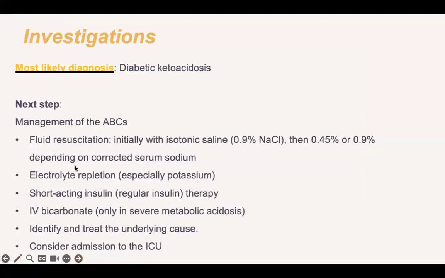Okay. So the next step in management: fluid resuscitation is very important. Then, one hour after the fluid resuscitation, you can start insulin, and we also give additional electrolytes in the fluid resuscitation if required. Admit to the ICU and involve the pediatric endocrinologist if available.